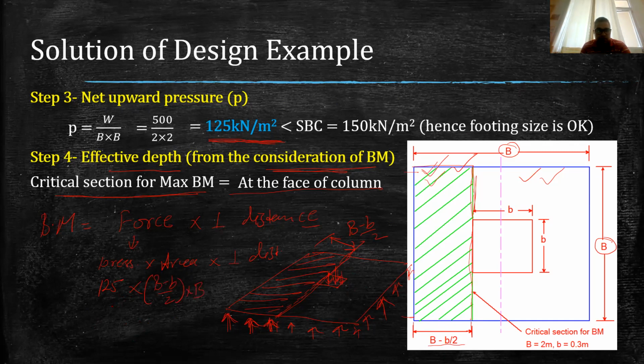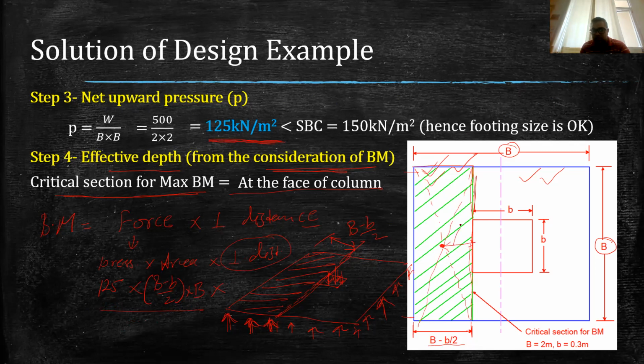So that becomes the force. Now force multiplied by perpendicular distance. Now perpendicular distance will be the distance from critical section to the CG of the area. Now CG of this area will be where these two diagonals meet. So which means this is the CG of this area under consideration. And perpendicular distance will be measured from the critical section to this point.